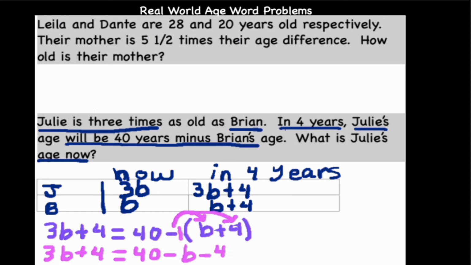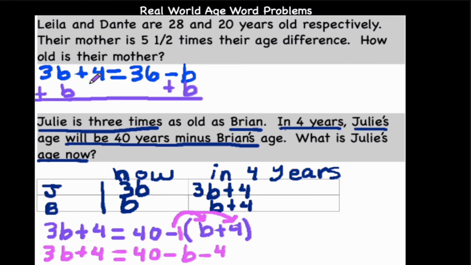So now let's go ahead up here at the top and rewrite it. So we have 3b plus 4 equals, let's combine like terms. We have 40 and we have -4. So 40 minus 4 is simply 36. Don't forget about the -b. Okay, so now the next thing to do is to subtract b from both sides, right? So let's add b to both sides rather, because our ultimate goal is to get b alone.